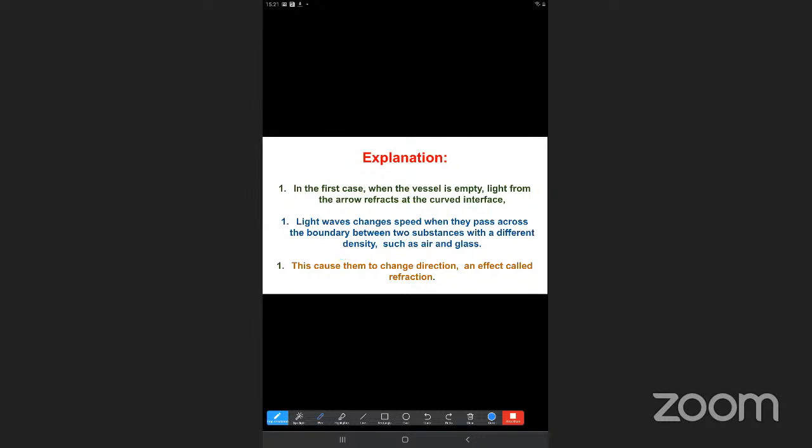First of all, the light ray travels from air medium to glass medium, and glass medium to air medium again. So in this way, light travels in two media, comes out of the vessel and forms a diminished image.